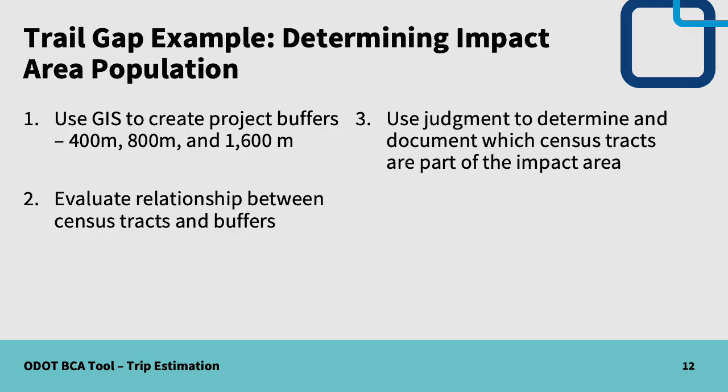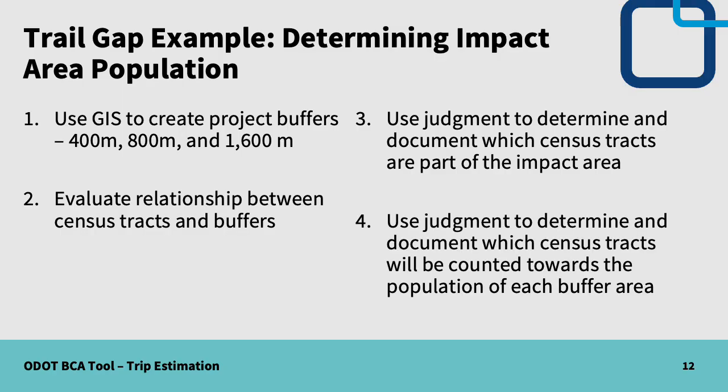This is where context and judgment begins to factor in. Evaluate the relationship between the census tracts and the buffer areas and set an approach for determining which census tracts are part of the impact area, and how the impact area census tracts will be divvied up based on the distance buffers.